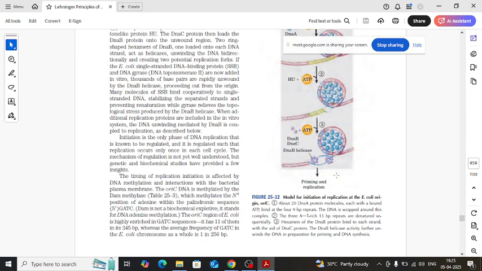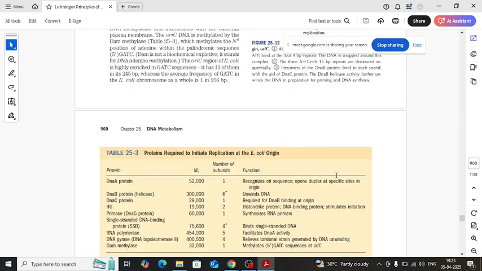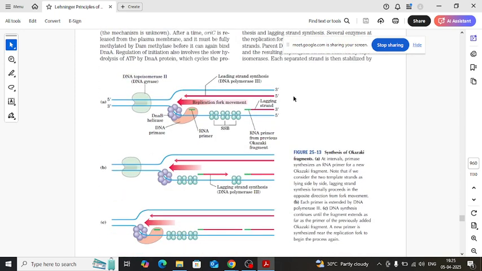and now the replication has been initiated, we can see, right. So this is the replication fork movement, right.